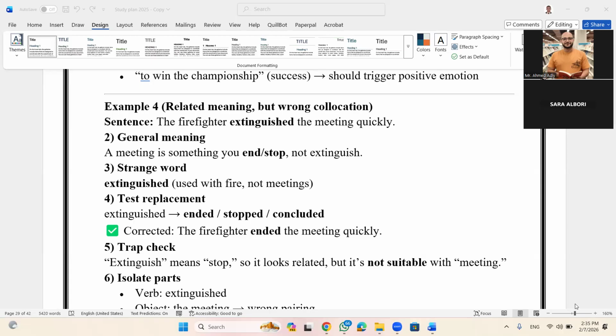So which word does not fit the context here? Extinguish. Yeah, perfect. Extinguish means to put out fire, stop fire. But does the word extinguish collocate with meeting? No. We usually say hold a meeting, start a meeting, end a meeting, or stop a meeting. The problem here is that firefighters usually extinguish fires, but they don't extinguish the meeting. Clear?